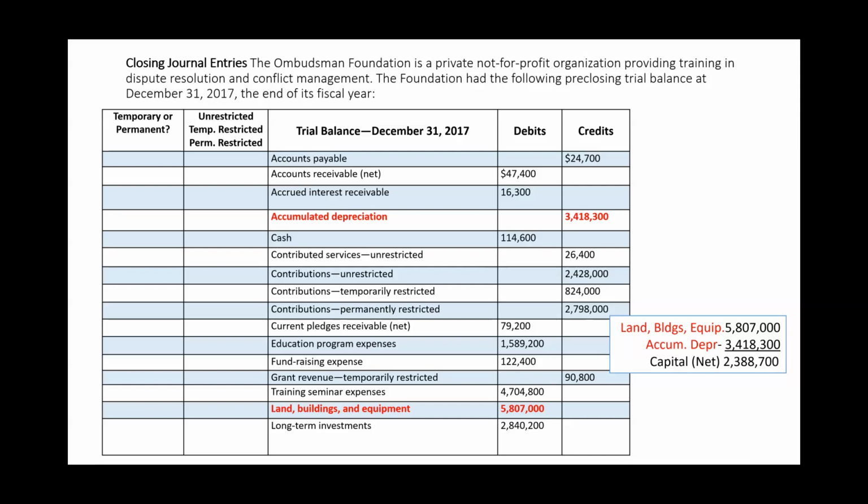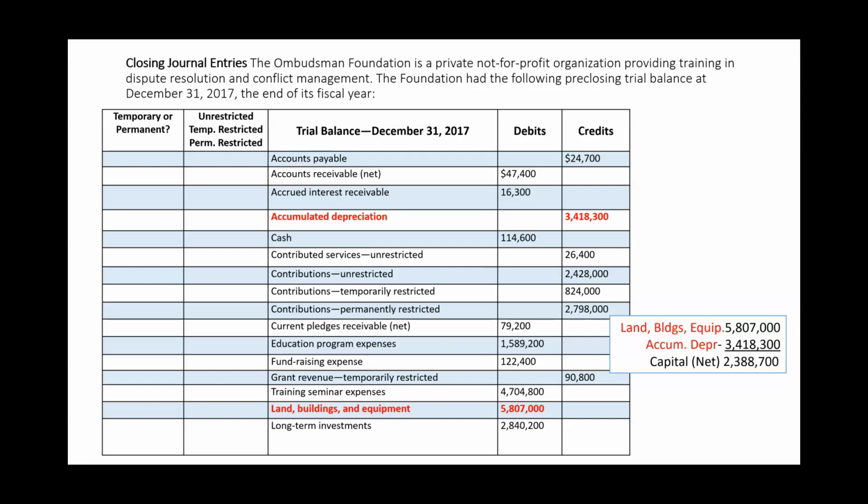So just recall, anything that's a revenue, anything that's an expense is going to be temporary. It's going to get closed. Anything that's an asset, anything that's a liability, those are permanent. Those have rolling balances, right? They're going to stay open. Those are permanent accounts. We don't close those. So label these temporary or permanent. Also go through and try to label these as unrestricted, temporarily restricted, or permanently restricted.